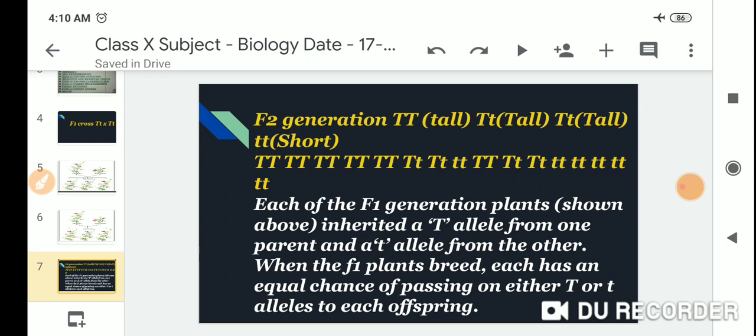Capital T is a tall plant, capital T and small t is a tall plant, and small t and small t is the shorter plant. Each of the F1 generation plants inherited a capital T allele from one parent and a small t allele from the other. So when the F1 plants breed, each has an equal chance of passing on their capital T or small t allele to each offspring.